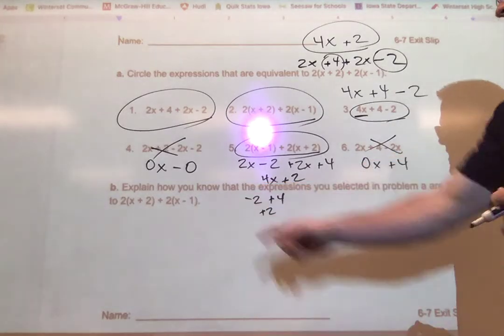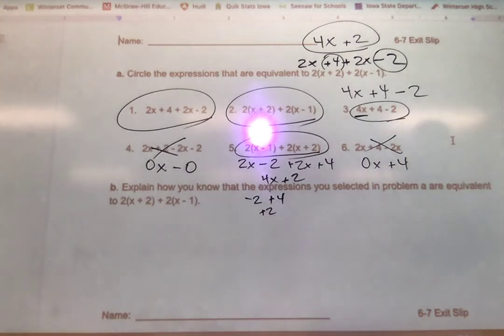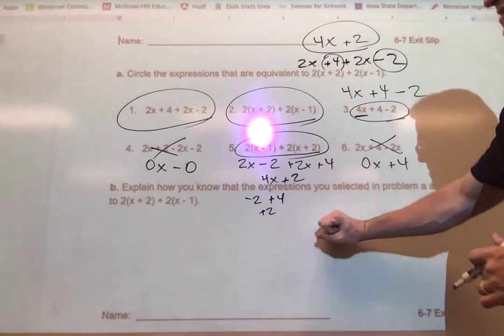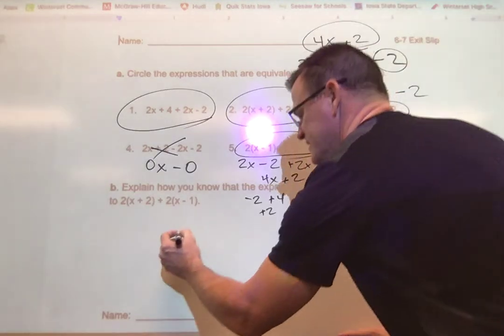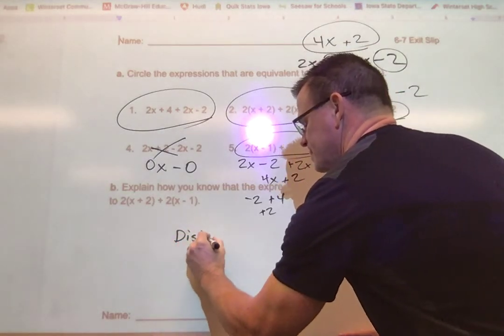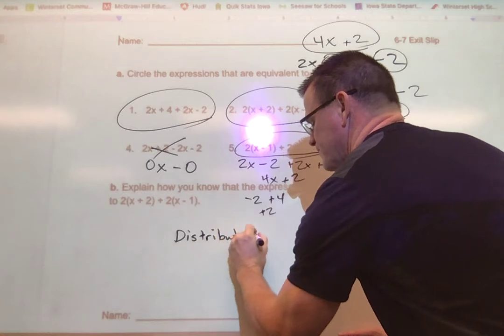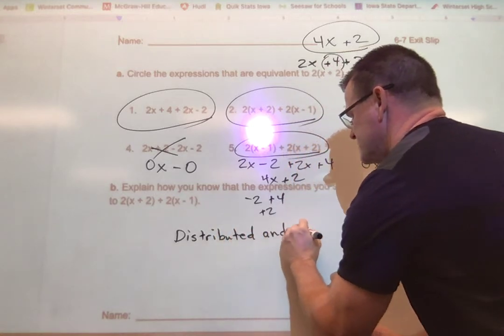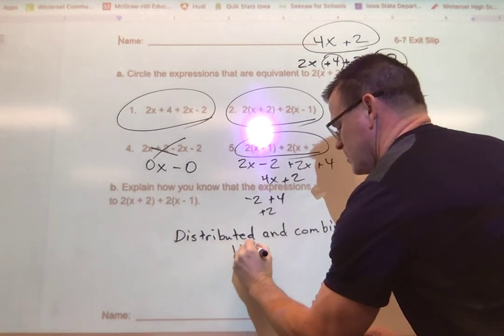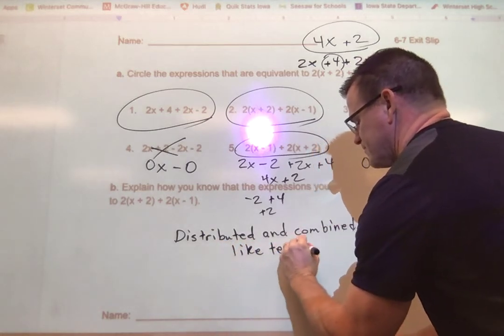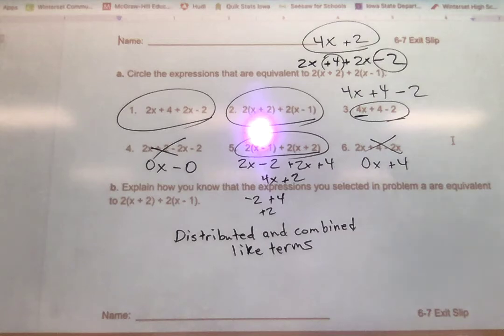And when it says explain how you know that the expressions you selected are equivalent, again, that's that whole process. I'm not going to write that right now. But guys, actually we could write this. I distributed and combined like terms. And when I did that, I could see if they were the same or not.